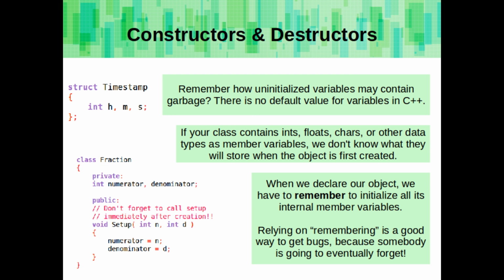Remember how uninitialized variables may contain garbage? There's no default value for variables in C++. If your class contains ints, floats, characters, or other data types as member variables, we don't know what they will store when the object is first created. When we declare our object, we have to remember to initialize all its internal member variables. Relying on remembering is a good way to get bugs, because eventually somebody is going to forget.